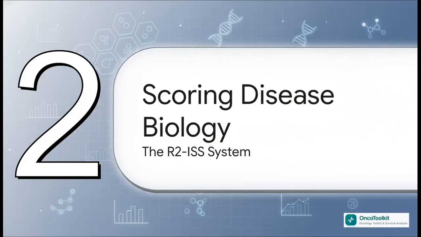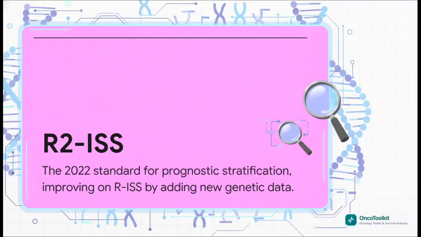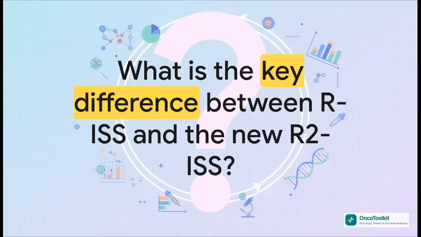So let's break that down, starting with that first pillar, scoring the disease biology with the R2ISS staging system. The R2ISS is the current gold standard. It's the second revision of the International Staging System, updated in 2022. And it's a really big deal because it takes the older RISS and refines it by incorporating some absolutely critical new genetic data. So naturally, you're probably asking, okay, what is the key difference? What's the big upgrade from the old ISS to this new R2ISS?